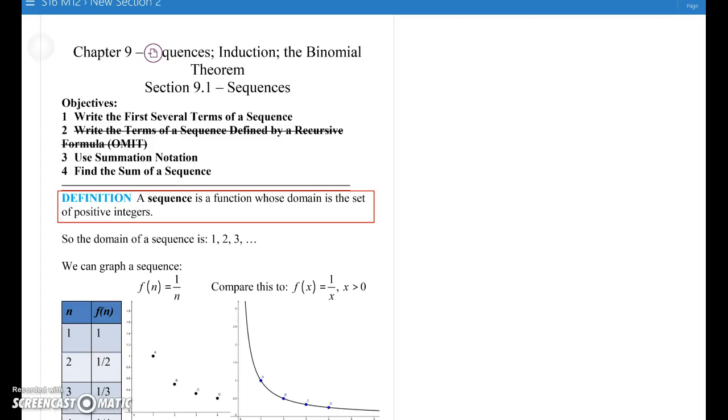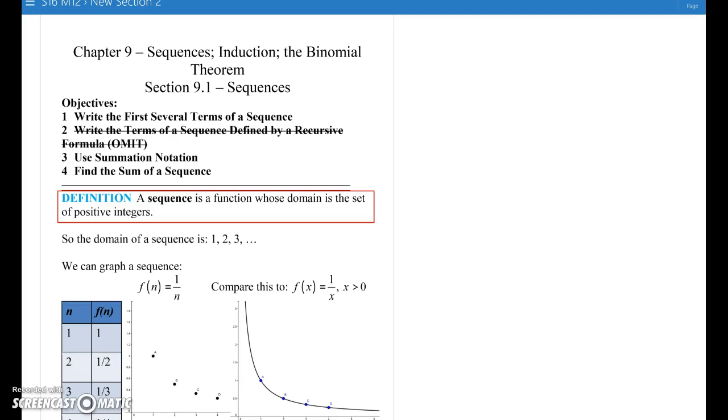So let's talk about section 9.1, and this chapter is about sequences. So we're going to talk about different ways to think about a sequence. So the first way is to think about it as a function, where the domain is the set of positive integers, or the counting numbers.